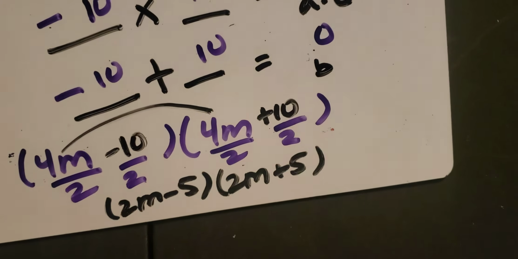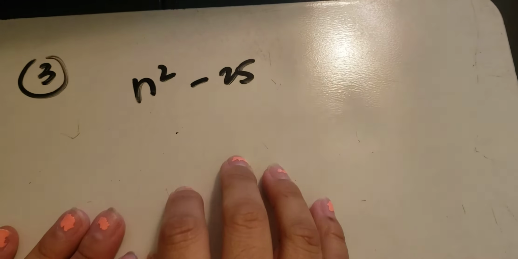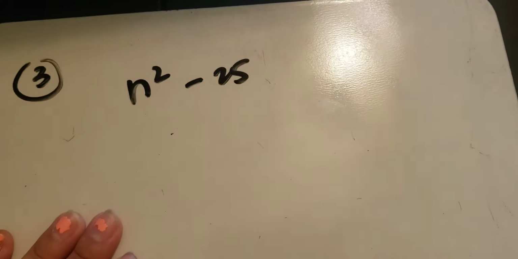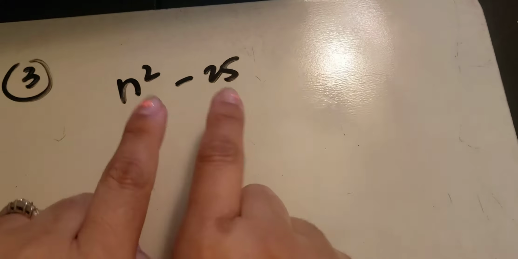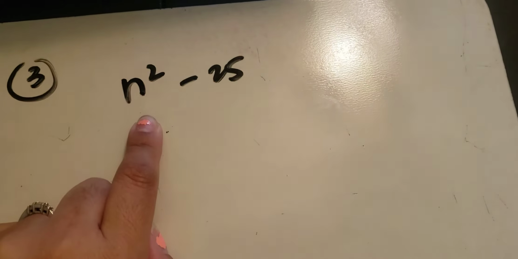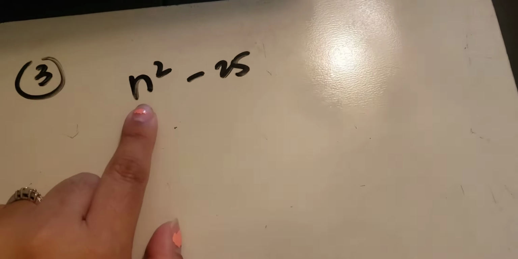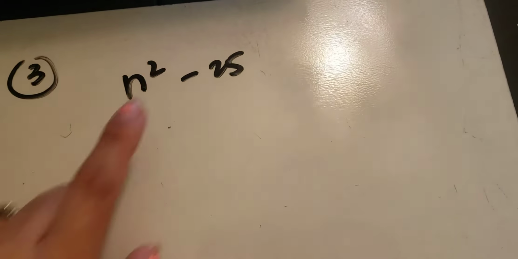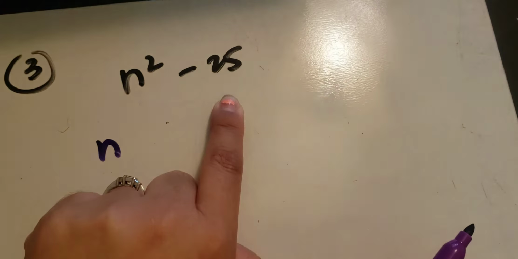Let me show you another one, which is much easier, and a little trick that makes things go a bit faster. I showed you the other one, the traditional way, but again, this is the difference of perfect squares. n squared is a perfect square and 25 is a perfect square. This is a hint, because it's a pattern. If I find the square root of n squared, that gives me n. If I find the square root of 25, that gives me 5.